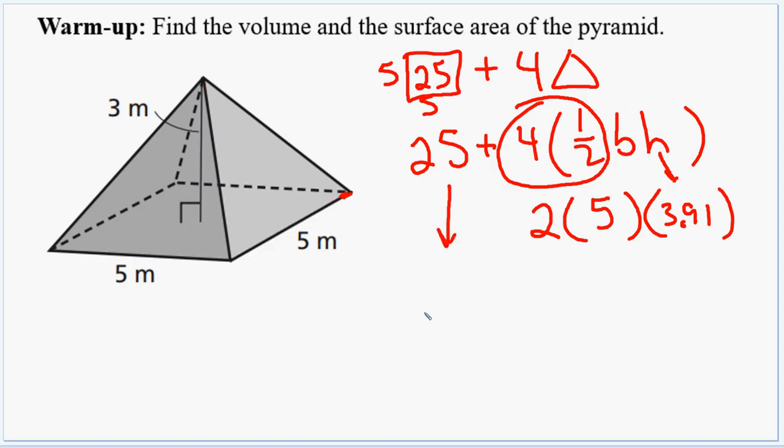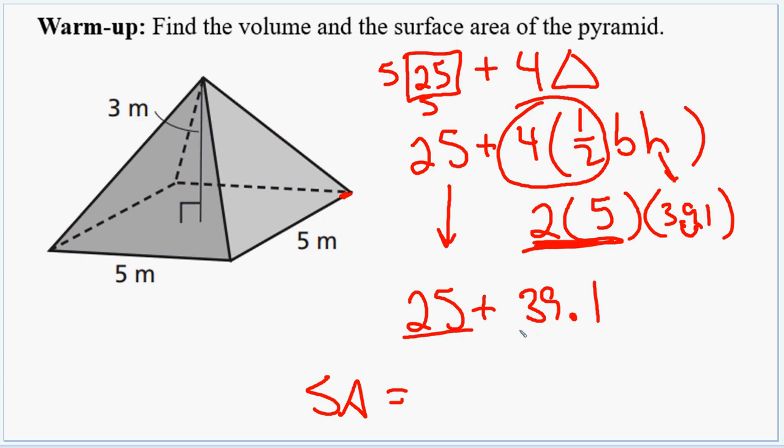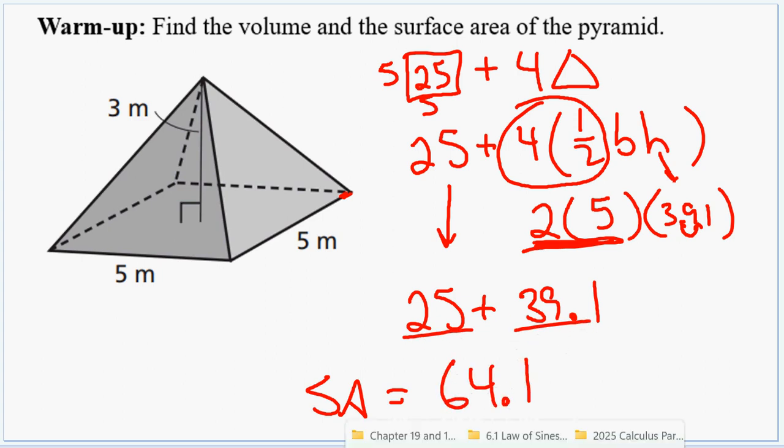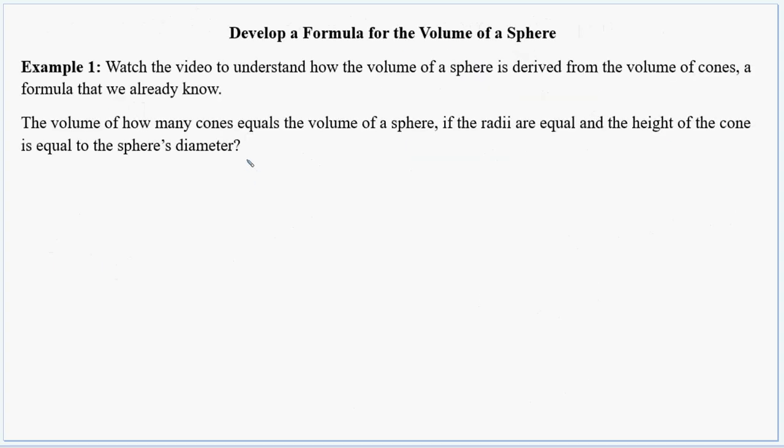Okay, so again, we don't want to lose that 25 from the base. 2 times 5 is 10. 10 times this, we just move the decimal over 1 place. So that's 39.1. And then our surface area is 25 plus 39.1 is 64.1. Our units here would be meters squared. All right, now let's get into today's lesson.